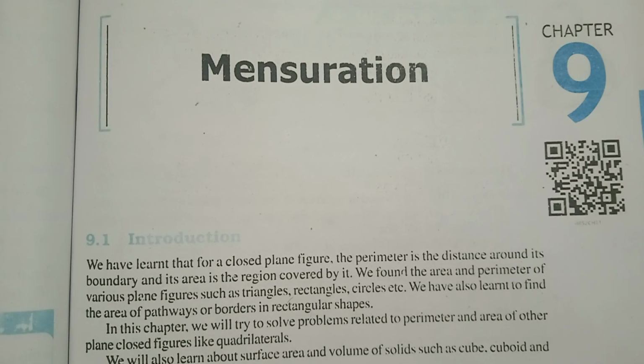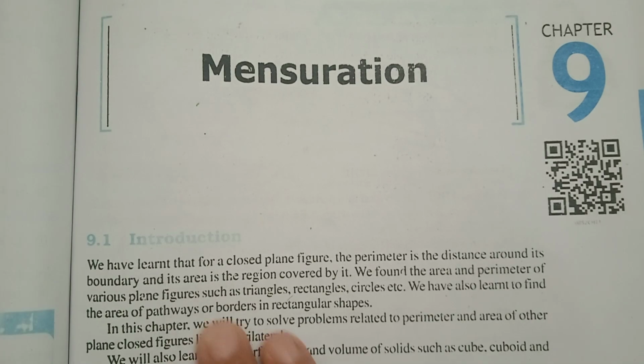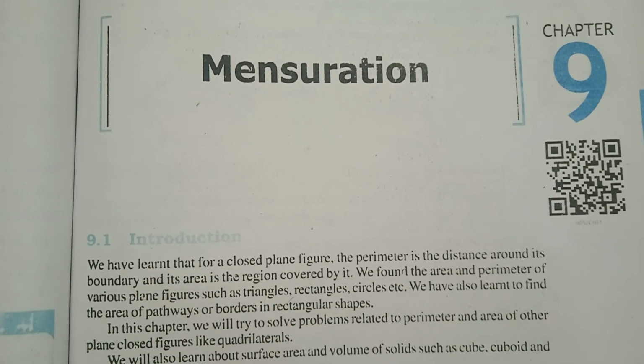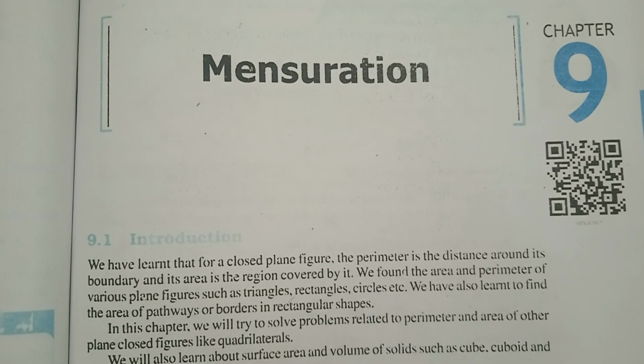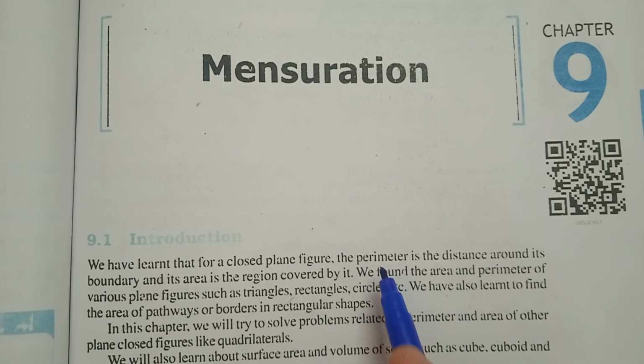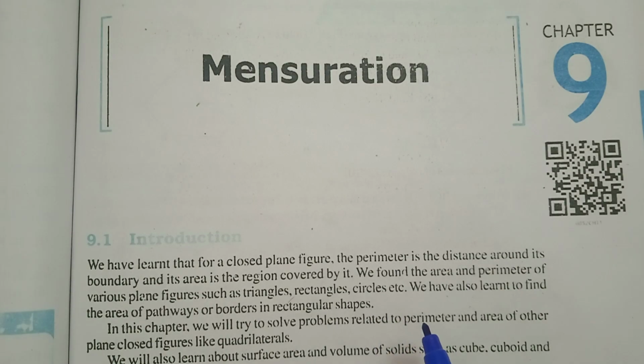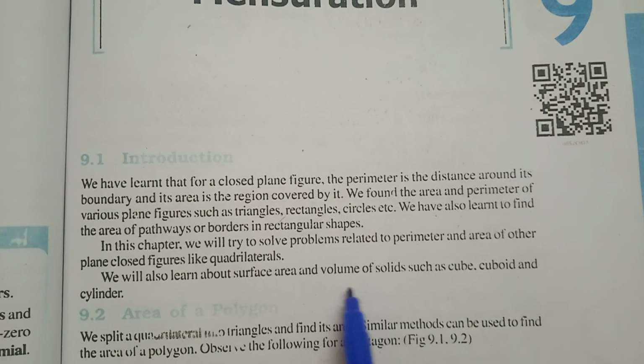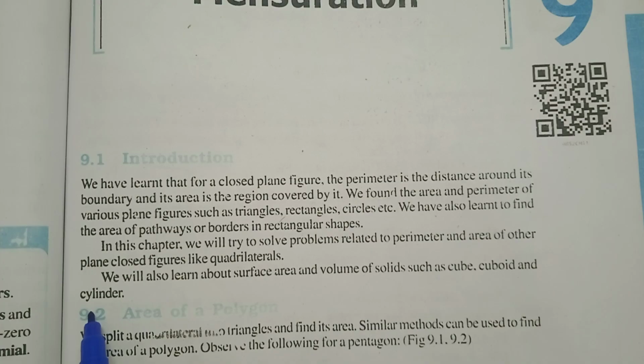Syllabus NCERT chapter: mensuration. In the introduction part of this mensuration chapter, they have mainly told about the perimeter and the area of plane figures. They have explained about the perimeter and the area of the plane figures. And further in this chapter you are going to learn the surface area and the volume of solids such as cube, cuboid, and cylinder.